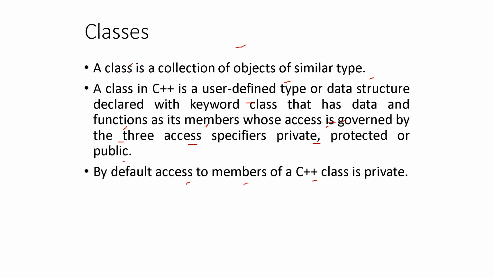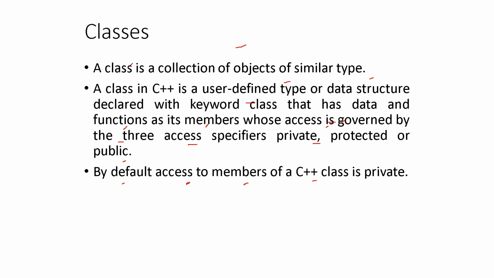And the access, that is how the data and the functions written within the class are to be accessed, is governed by three access specifiers: private, protected, or public. That is how that particular data and functions can be accessed by the public. All of us are using Facebook, right? So when you are uploading a photo, you can make it private, you can make it public, you can make it locked, etc.